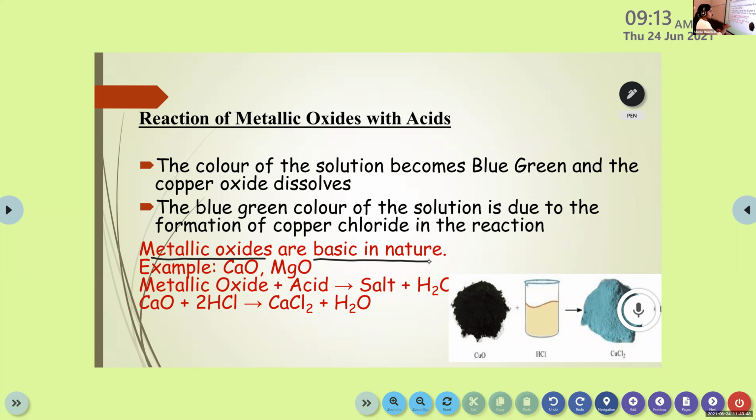So here is another example for a metallic oxide that reacts with acid. It is CaO, that is calcium oxide. It reacts with HCl to form calcium chloride and water. And this image shows the color change of the previous activity that we discussed now. That means the copper oxide, it is black in color. It reacts with HCl to form copper chloride. It's a blue-green colored substance along with water. So all these metallic oxides, they are basic in nature. So you can write the slide.